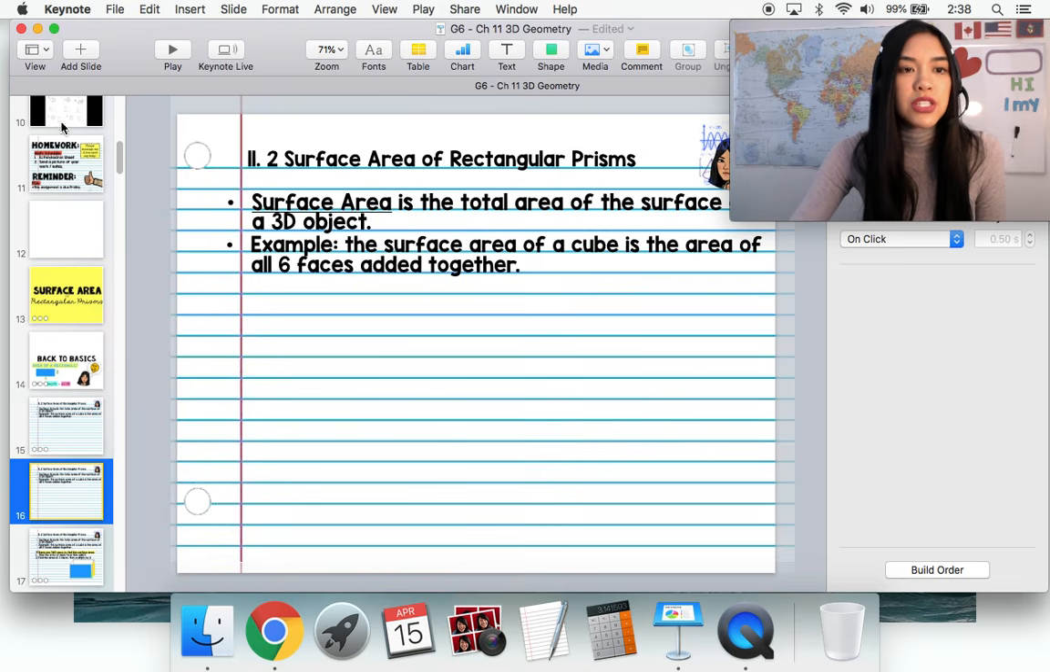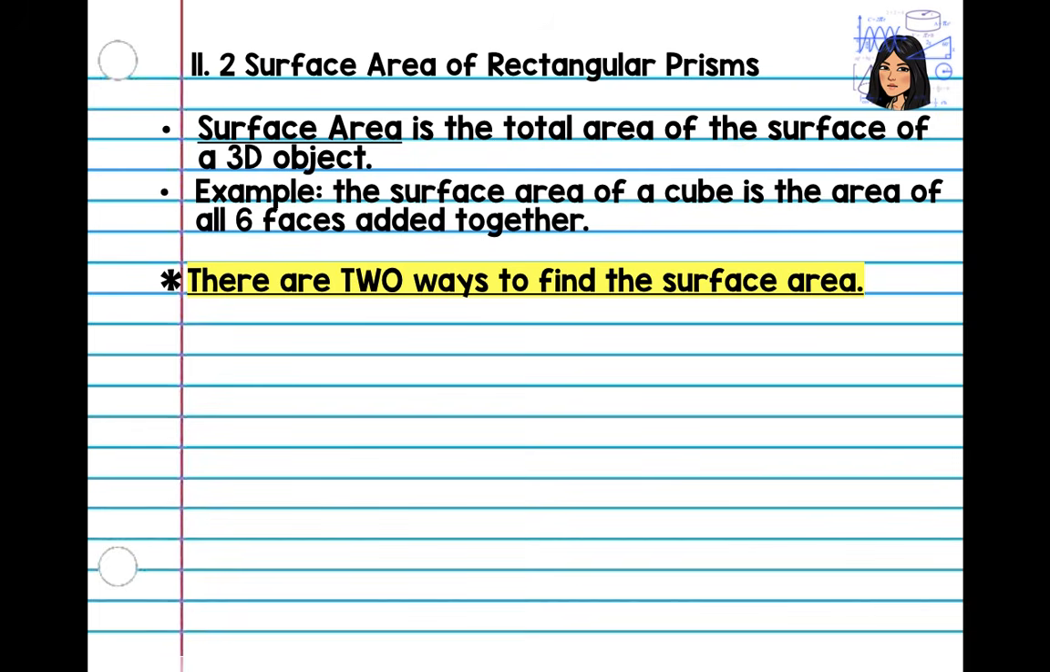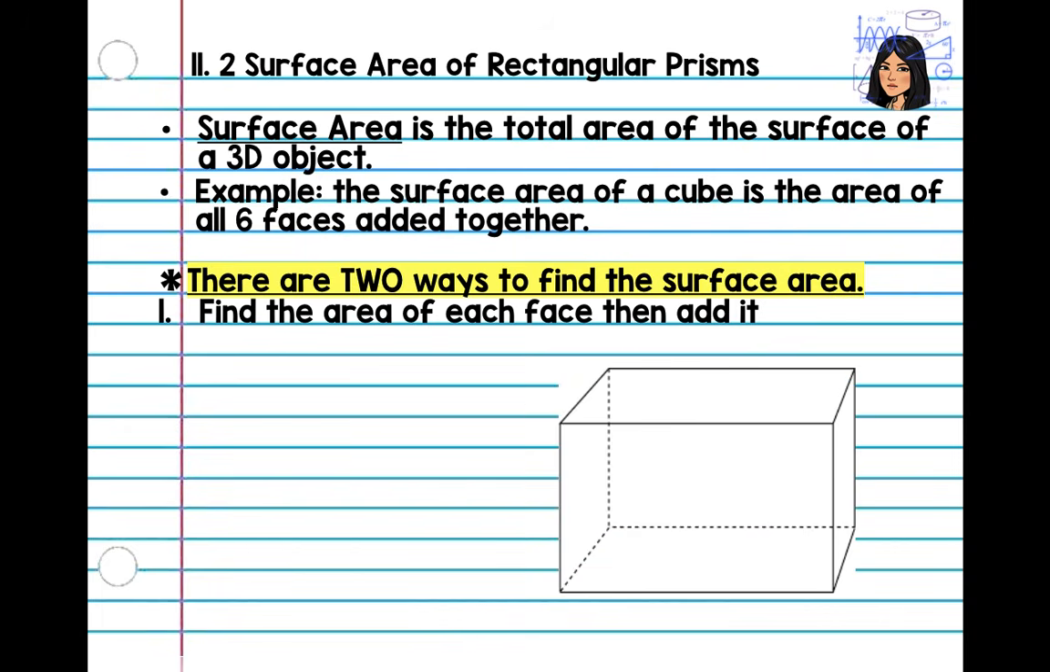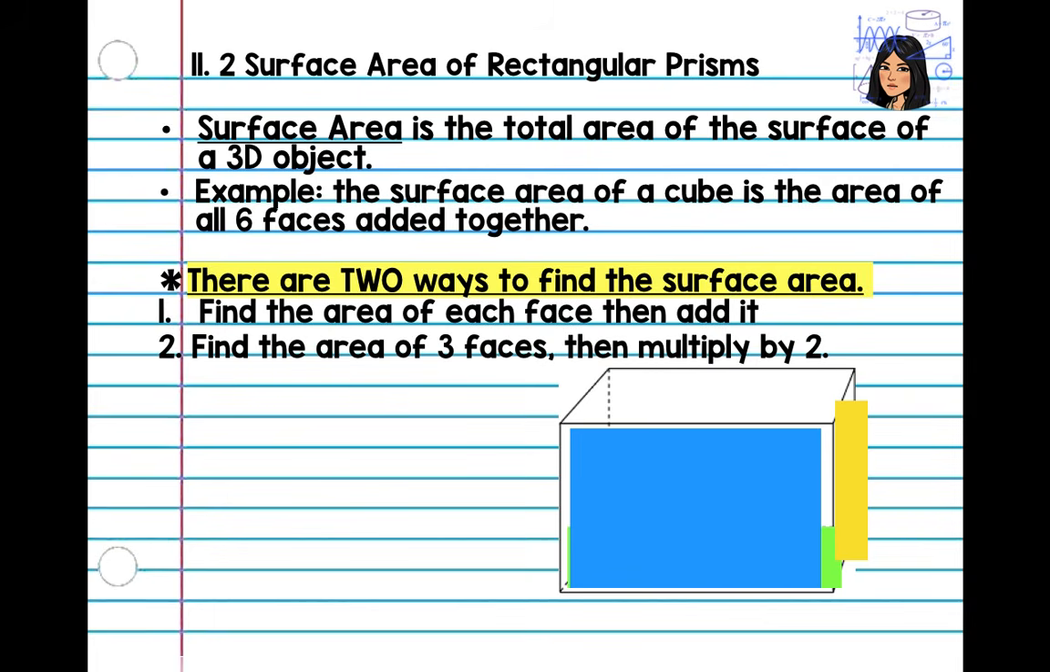Okay, so let's just go back here. There are two ways to find surface area for rectangular prisms. Number one, what I just said, find the area of each face, then add it. So if you look here, we're just going to add the top, bottom, backs, and sides. Then number two, we can find the area of just three faces, the bottom and the two sides, then multiply it by 2. So we're just going to find the area of the bottom, and then the area of this side.